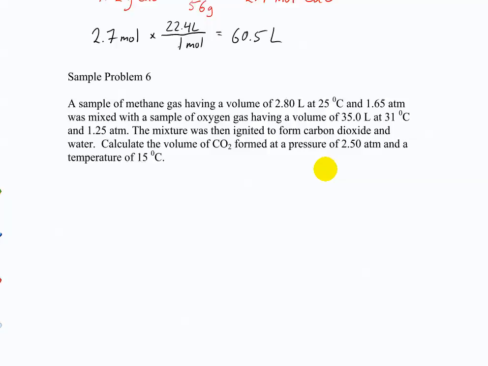What's the first step, do you think? Write the equation and balance it. So methane is CH4, and it's reacting with oxygen to form carbon dioxide and water. Is that balanced? No. How do we balance it? Right. Okay, now that's balanced. So what's next?